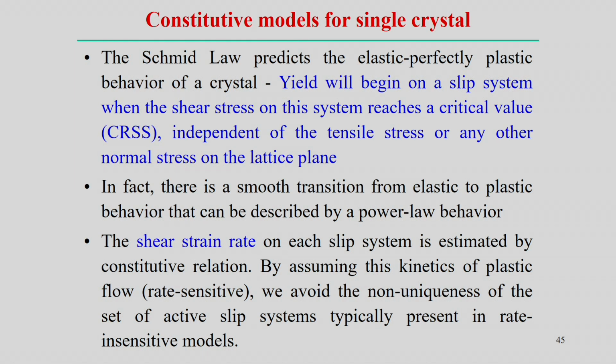For example, if you want to develop the constitutive model for a single crystal structure, then normally Schmid's law predicts elastic perfectly plastic behavior. So the deformation happens during slip: slip occurs on the slip systems within the single crystal structure. It is just an elastic component, and then from elastic to perfectly plastic, this is the kind of metal behavior normally followed in a single crystal deformation process.